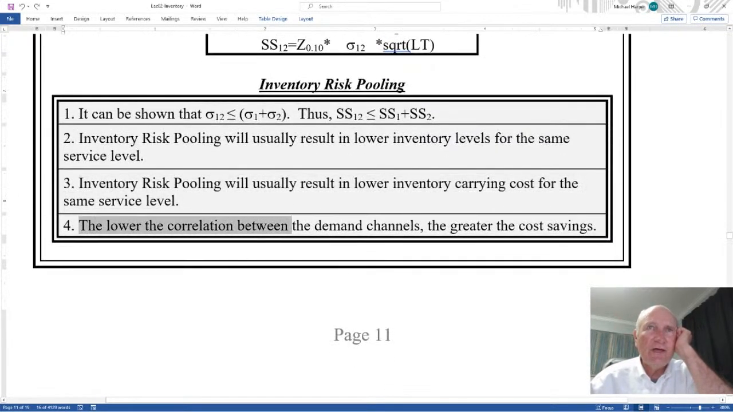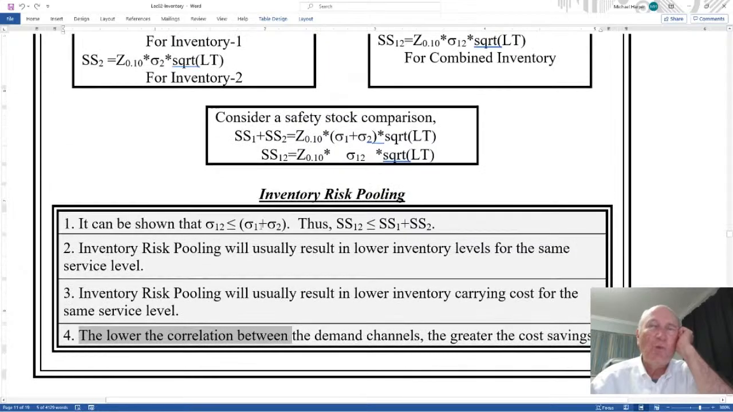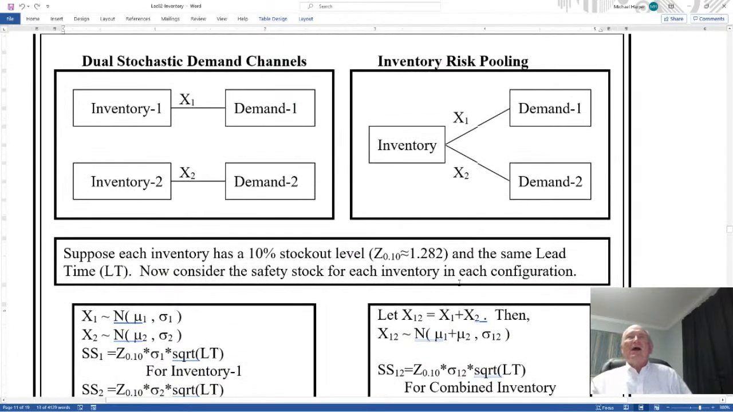The lower the correlation, okay, now we get into when do you do this? The lower the correlation between the demand channels, the greater the cost savings. Well, let me illustrate this. If we look at the variability here and the variability here, the comparison of the two.